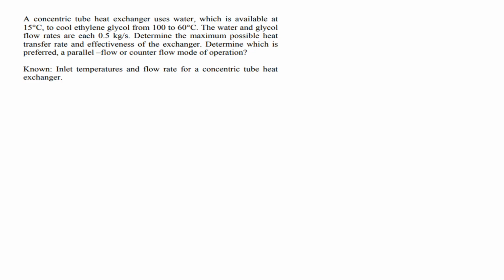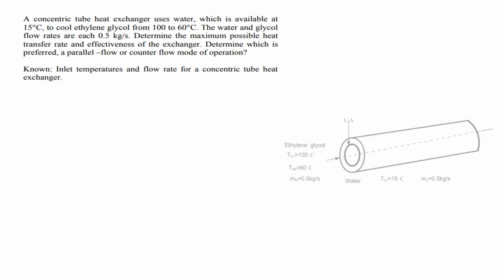So these are the things you have to find. A heat exchanger is given and you have to find which method is preferable, parallel flow or counter flow. The details given are that the temperature has to reduce from 100 degrees Celsius to 60 degrees Celsius, and the flow rate is also given.